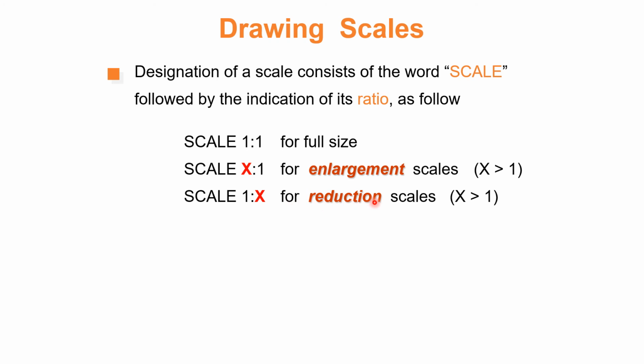What is the reduction scale? It means we reduce the actual dimension of the building to a smaller scale. And x:1 is used, for example, for mobiles and cameras, where parts are so small we can't even see them with the naked eye, so we magnify that drawing. That is the enlargement scale.